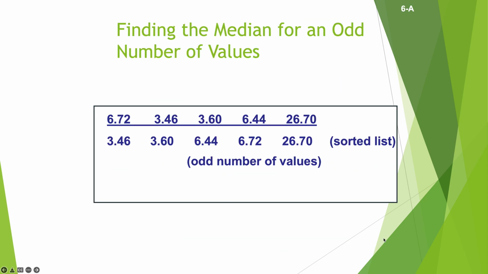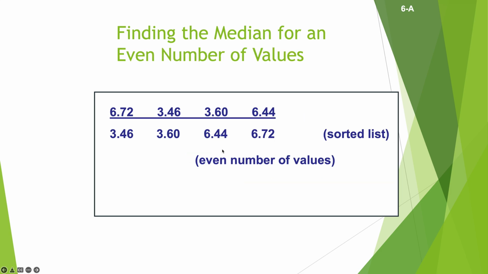So to give you an example, here is a list. You start out with the numbers 6.72, 3.46, 3.6, 6.44, and 26.70. Your very first job, because we're going to find mean, median, and mode, is to reorder the list so that it goes from lowest to highest. Now, as far as the median goes, because this is an odd number of data in the set, 6.44 is the exact middle. There's 2 below, there's 2 above, 6.44 sits in the exact middle. That's the median, 6.44.